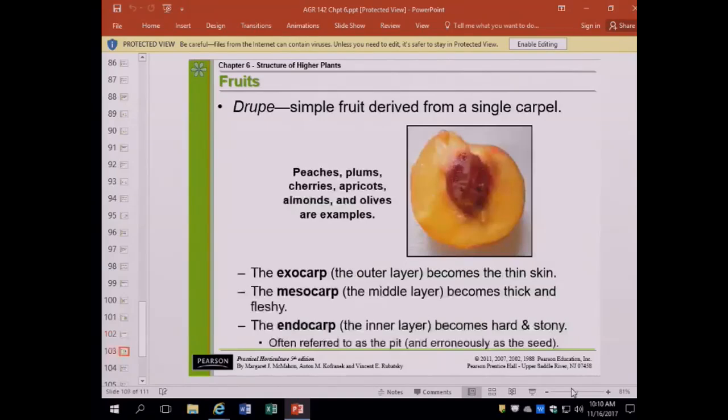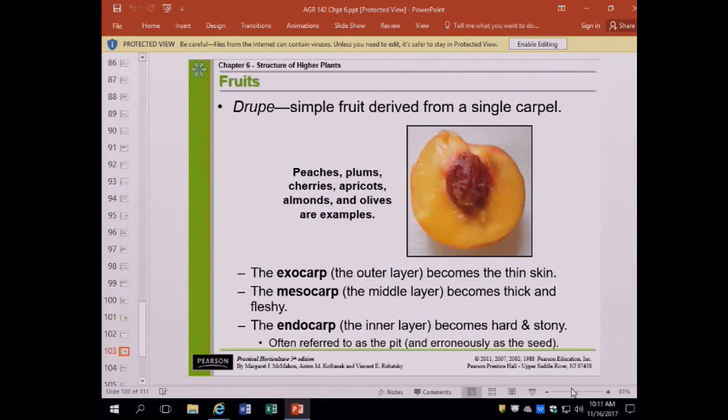And drupes are simple fruits derived from a single carpel. And this is what we were talking about a while ago with the peaches, plums, apricots, an almond, and an olive are all examples of drupe type fruit. You've got an exocarp, which is the outer layer, which becomes the skin. You know, if you peel a peach, you're taking away the exocarp.